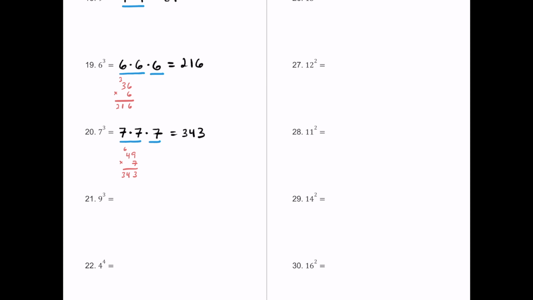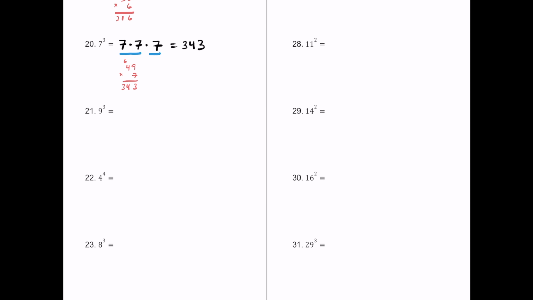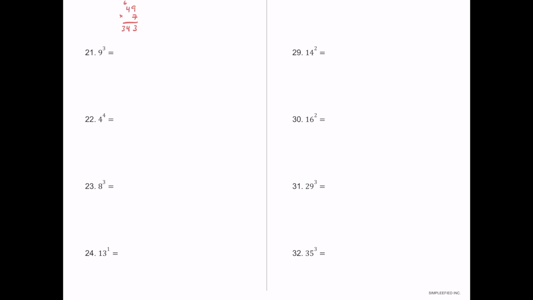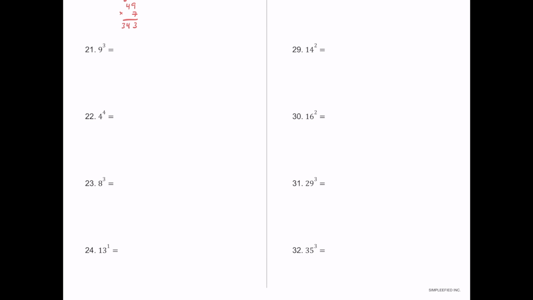For number 21, let's check out some of these here. 21, and scroll down a little bit further. So for 21, we have 9 to the 3rd power, or 9 cubed. So that's 9 times 9 times 9. And so the first two 9s together are going to be 81. And let's go ahead and multiply 81 by this 9. I think that's going to be 729, but let's go ahead and check that. 81 times 9. 9 times 1 is 9. Then 9 times 8 is going to be 72. So we should get 729.